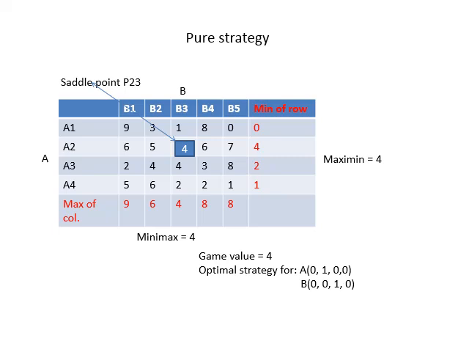So optimal strategies for players. For player A, he will choose the second strategy, then 0 1 0 0. For player B, he will choose the third strategy, respectively 0 0 1 0. That is all.